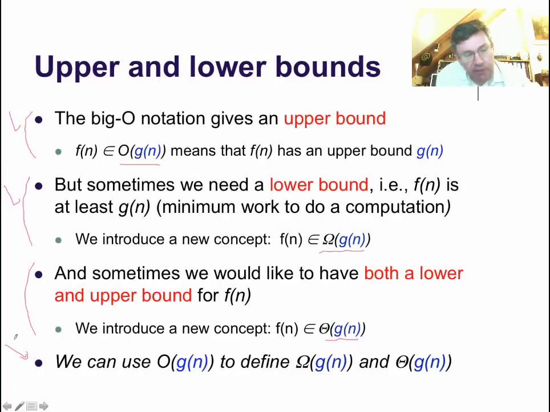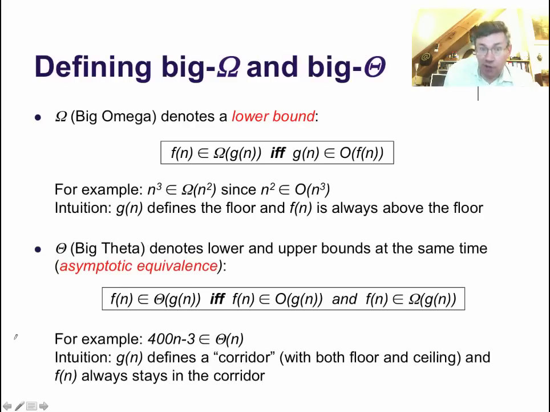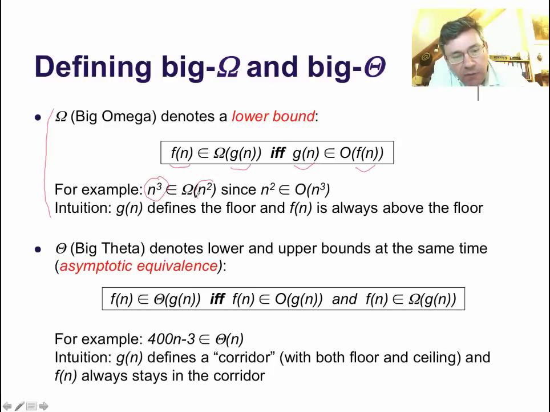Now let's see how we define them. In fact, they're very easy to define. We've already done the hard work. The hard work is the definition of the big O. So big omega and big theta are easy once you know big O. So big omega denotes the lower bound. So F is big omega of G if and only if G is O of F. So if F is an upper bound to G, then G is a lower bound to F. Okay, so n cubed is omega of n squared. That means n cubed is always above n squared, since n squared is always below n cubed.